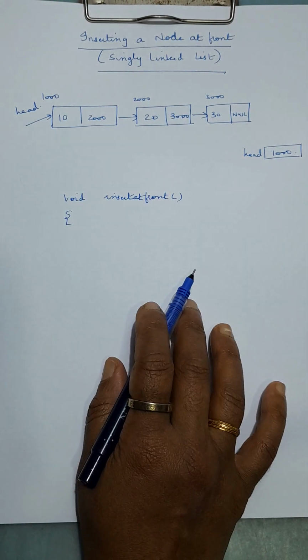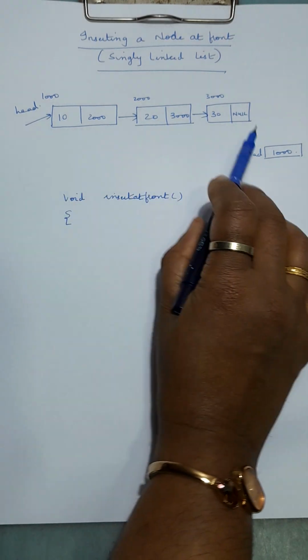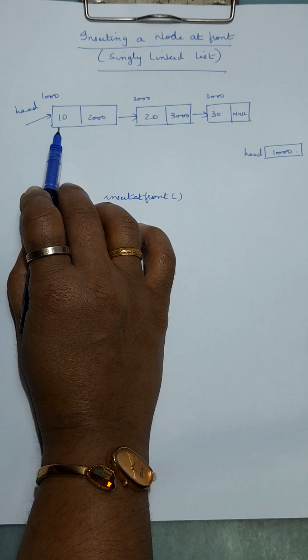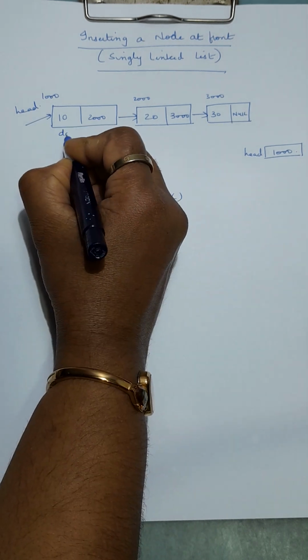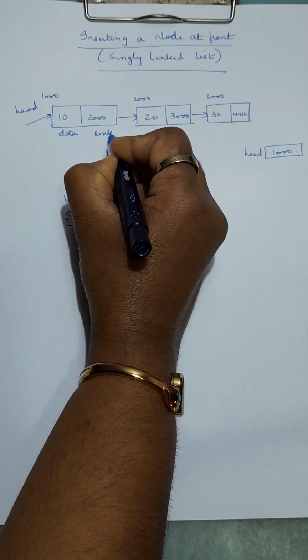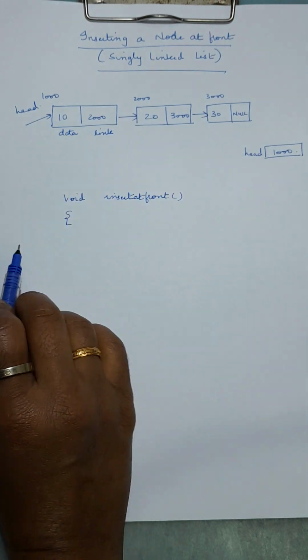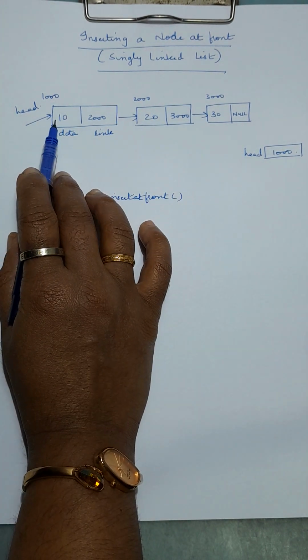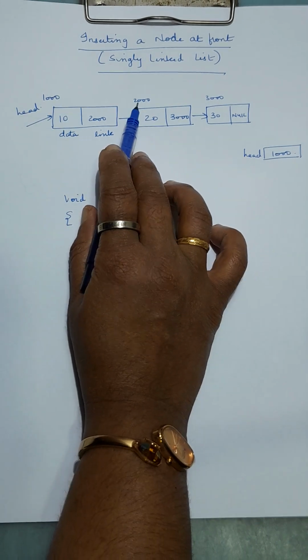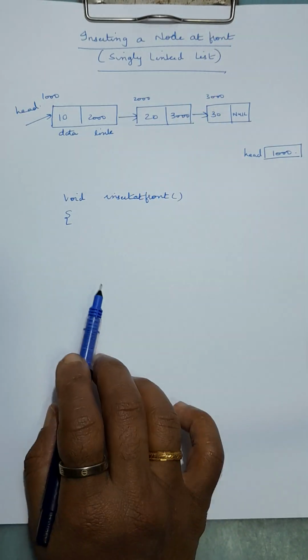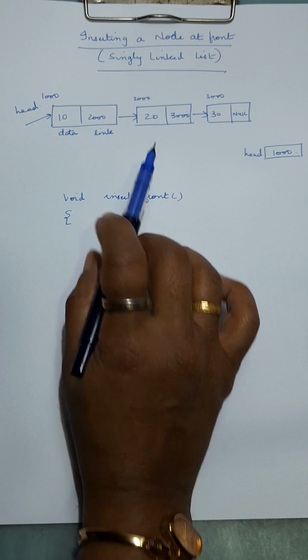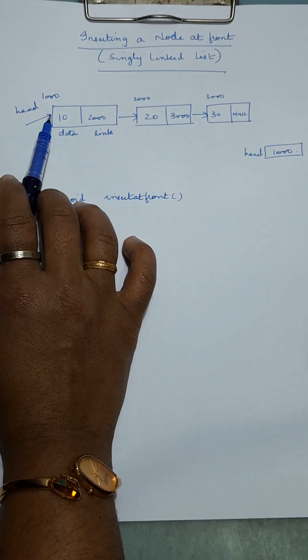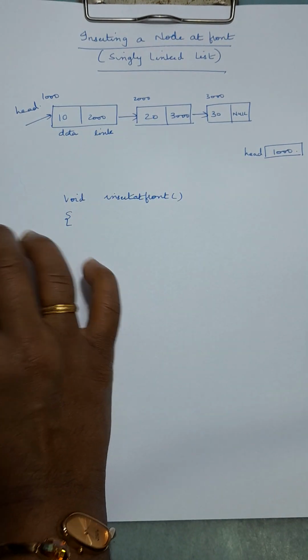The same example node I had created here. Now there are three nodes with the data 10, 20 and 30, which means you have two parts here, the data part and the link part. The first node is created at address 1000, the second node at address 2000, the third node at address 3000. Now we are going to insert another new node before the first node. So this is the concept.